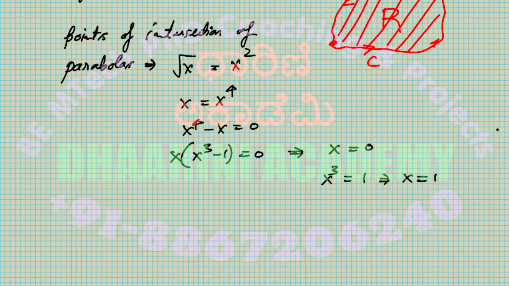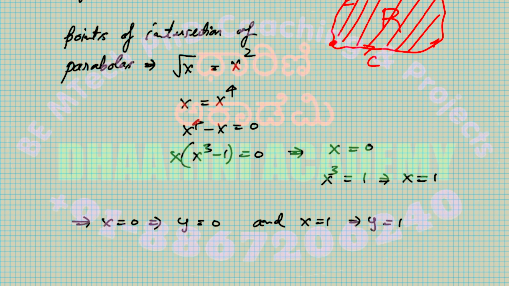So what are the points of intersection? When x equal to 0, this means y equal to 0, right? And when x equal to 1, what happens to y? y equal to x square, y is also 1. So we understood that these are the two points of intersection, right?